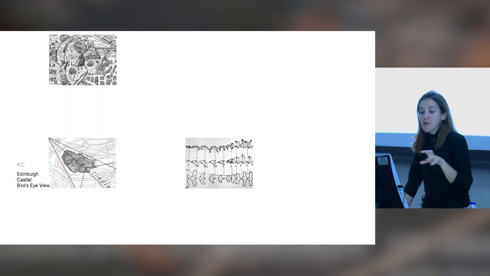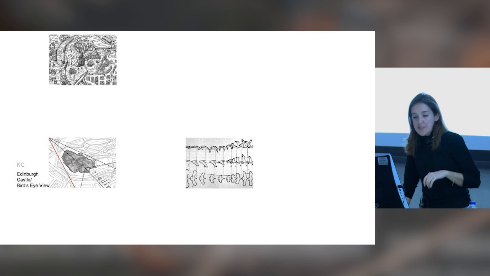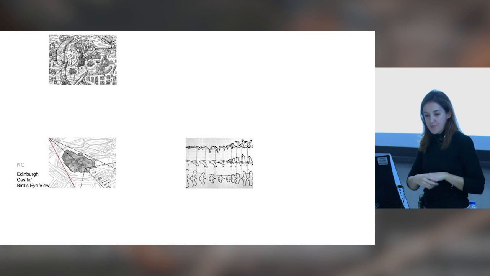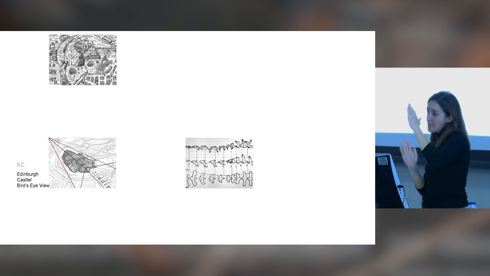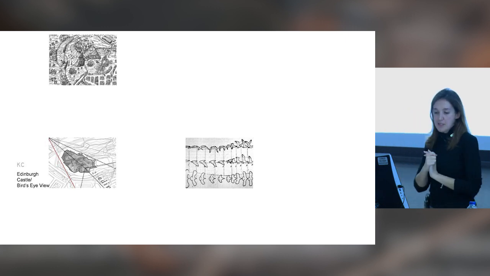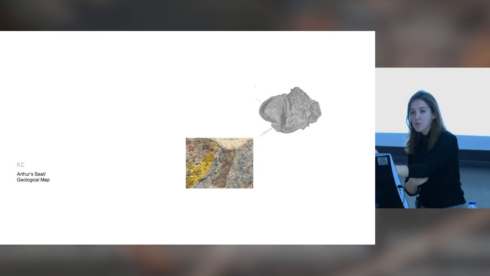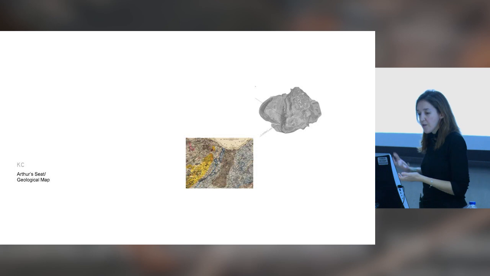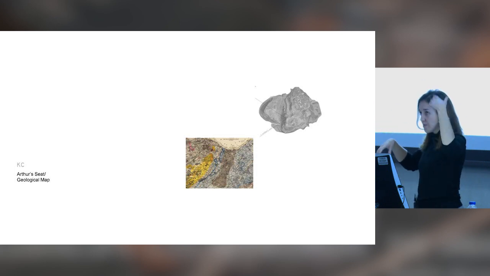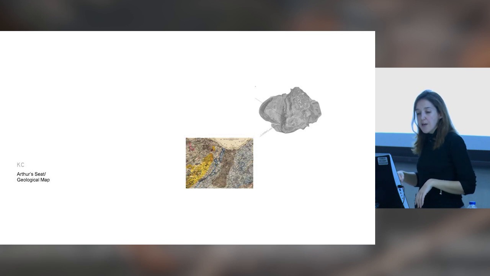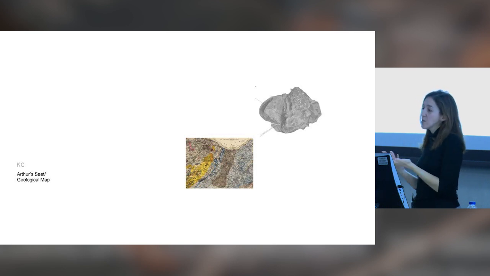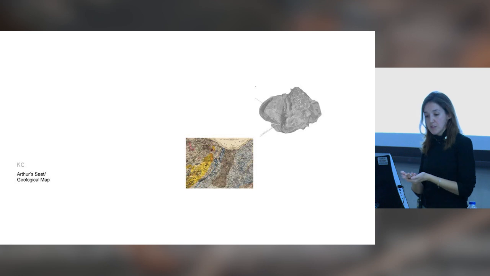And then I was looking at Edinburgh Castle, as relating to the bird's eye view, and this kind of oblique view of the city. And lastly, there was the Arthur's Seat, which was a volcanic mass of terrain that had emerged from a prehistoric eruption, as relating to the geological map and the geological past of the city.